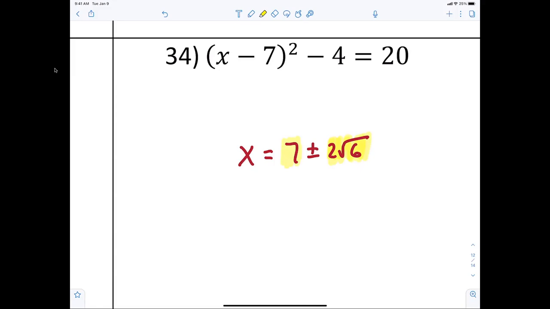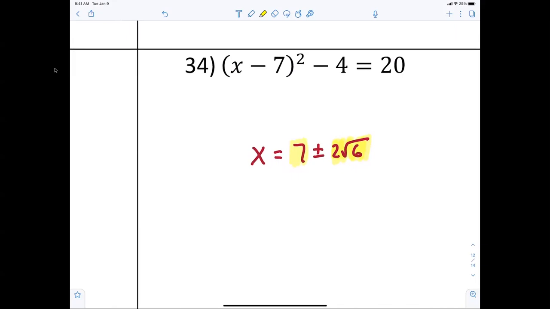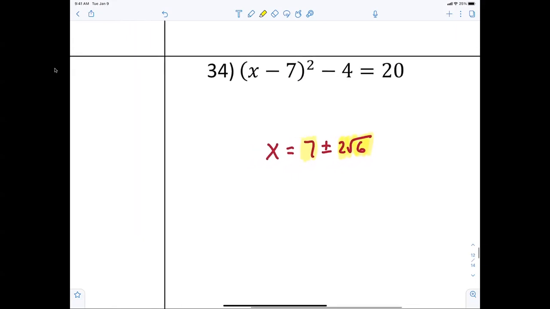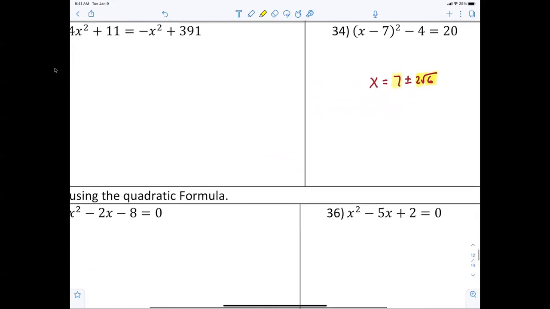All right. Now, does anybody need an explanation on 34? Well, if you add 4, what do you get? 24. What's the square root of 24? And then what do I do? William, you good? You sure? All right. Again, most of the time it's just, forget a little bit here, a little bit there. Anybody? All right, here we go.